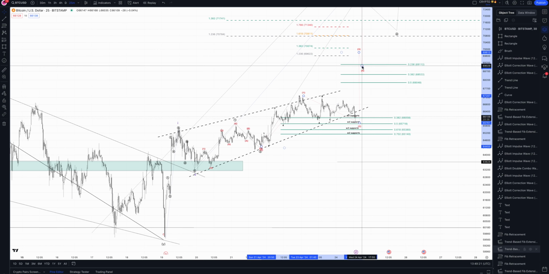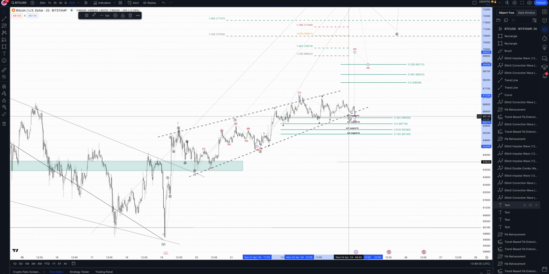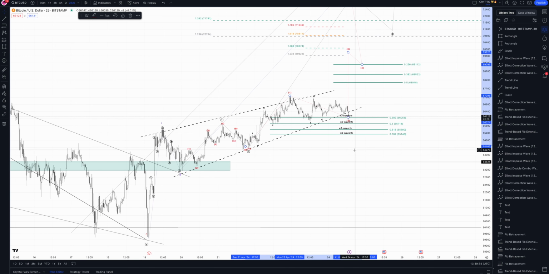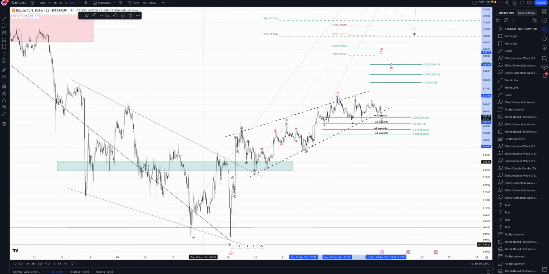Okay, these would be the subwaves over here, right? Can come down to any of these fibs below. But just remember that if we do have a breakdown, it will likely be short-lived. This is my bias. My bias is that we have bottomed over here.